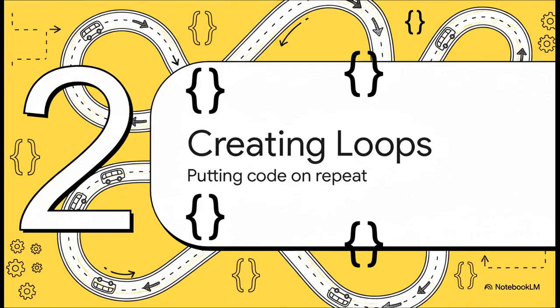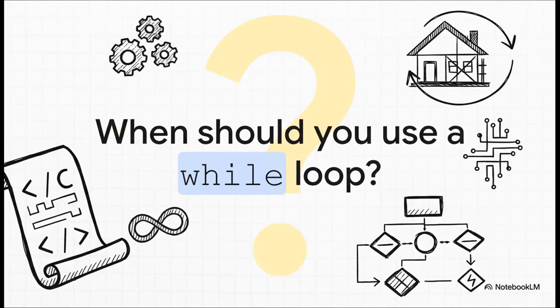All right, intersections are done. Now it's time to build the highways and the bus routes that run all day. Our next set of tools are loops, and they are all about making your code do something over and over and over again without you having to write it 1,000,000 times. Let's start with our first major loop type.